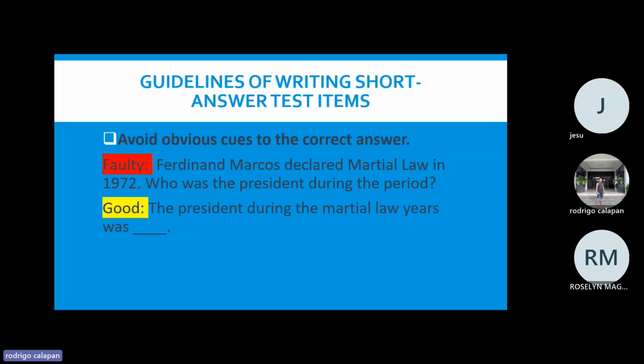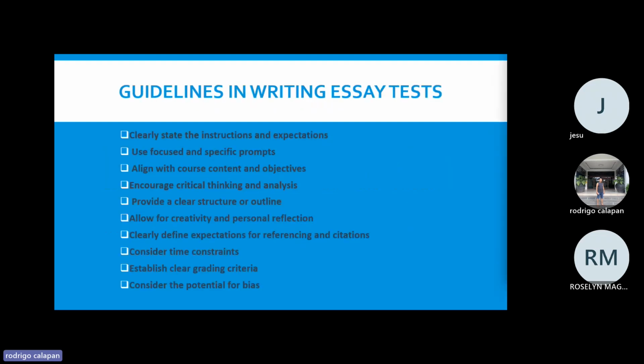So, what else? Avoid obvious cues to the correct answer. Say, for example, in this case, Ferdinand Marcos declared martial law in 1972. Who was the president during the period? So, the answer is already in the question. So, we have to rewrite that one. The president during the martial law years was blank.